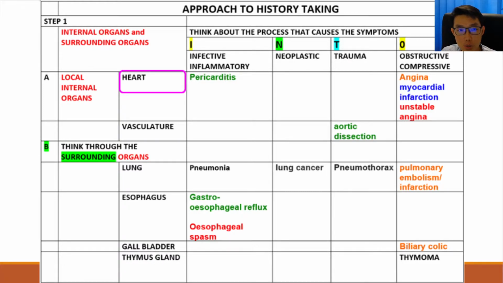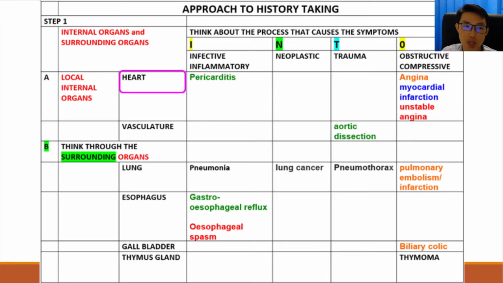Different processes can affect the heart. I have also my own approach to looking at the different processes that can affect the heart. And I use the mnemonic called INTO. I for infective or inflammatory, N for neoplastic, T for trauma, and O for obstructive or compressive.